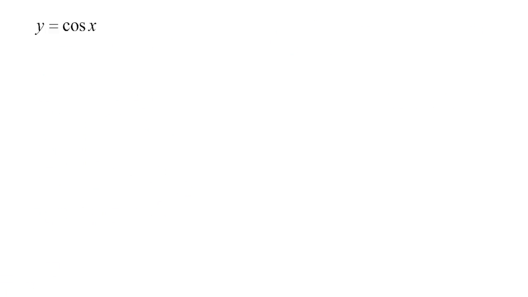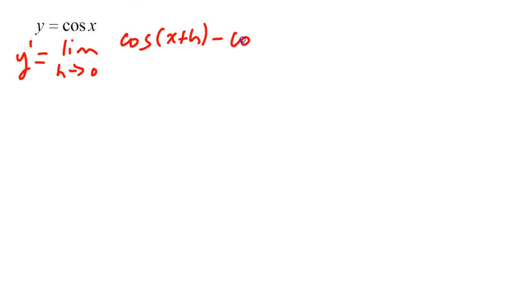Let's take a look at y equals cosine of x. Suppose I want to find the derivative of this function. Well, again, I'm going to go back to the definition and say that the derivative is equal to the limit as h approaches 0 of the cosine of quantity x plus h minus the original function cosine of x, over h. And again, that's just your slope formula.